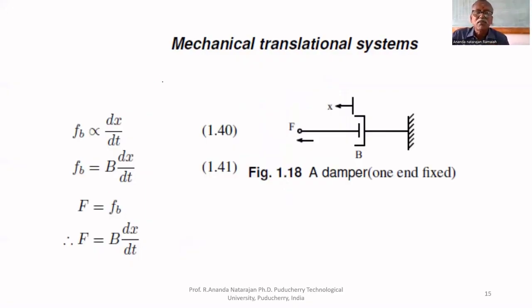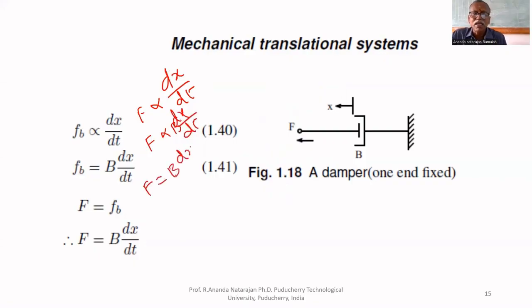If you apply some force, the force due to the dashpot is proportional to the velocity, the derivative of displacement, that is dx by dt. The reaction force is proportional to dx by dt, equal to v dx by dt. So this damper effect or dashpot effect, v dx by dt, is proportional to the velocity of the mass.